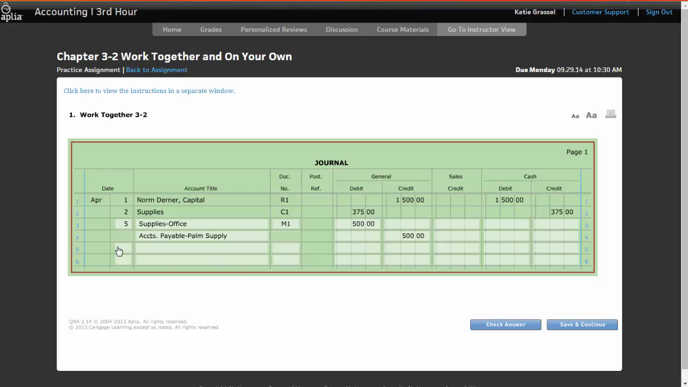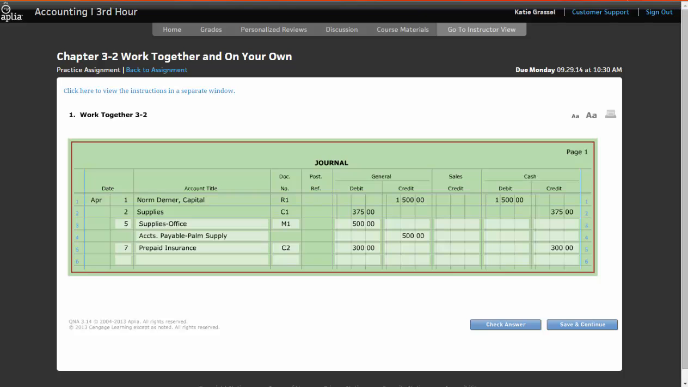So I'm going to put the date of the 7th, and then I'm going to put in prepaid insurance. And then my source document is going to be C2. And the other thing that we know is because our source document is a check, cash has to be what? Credit. So if cash is being credited for $300, then we know we must be affecting general debit $300.